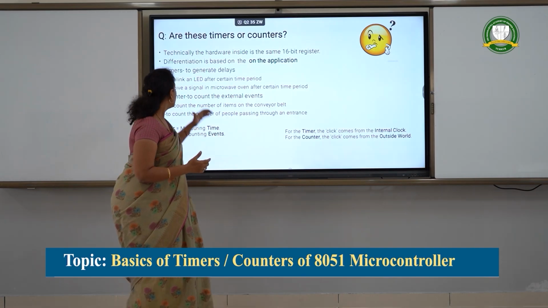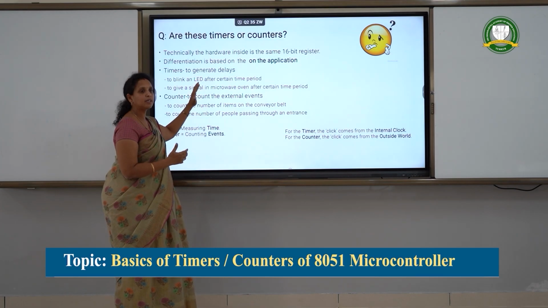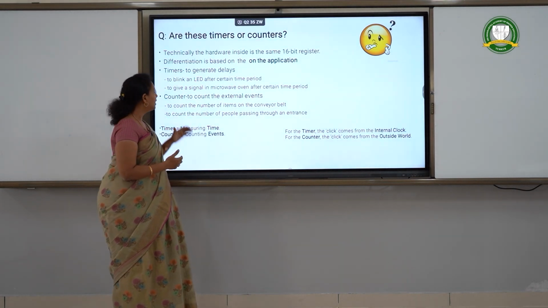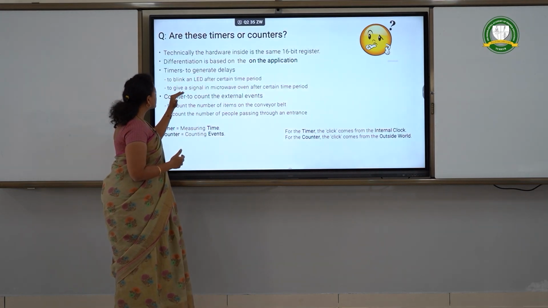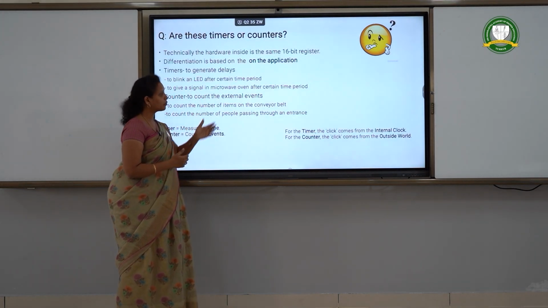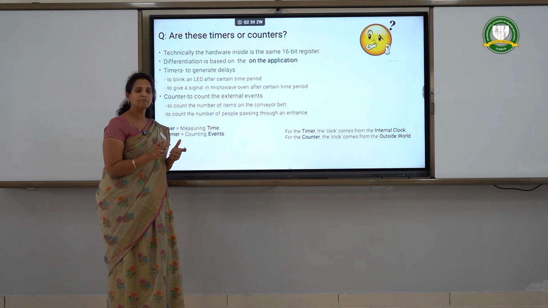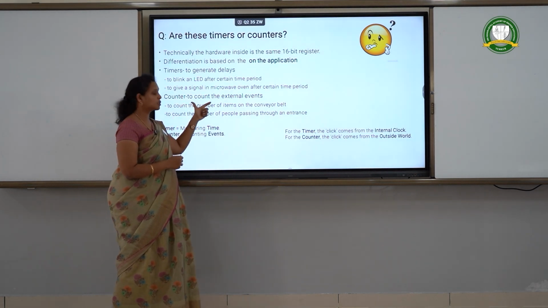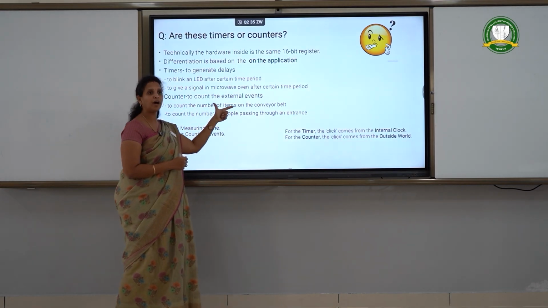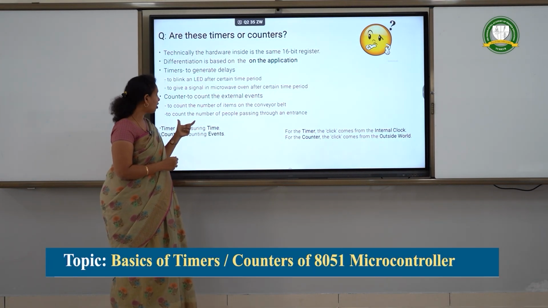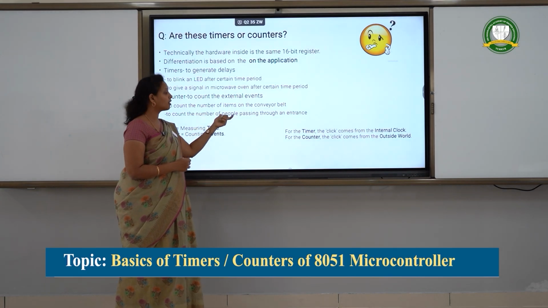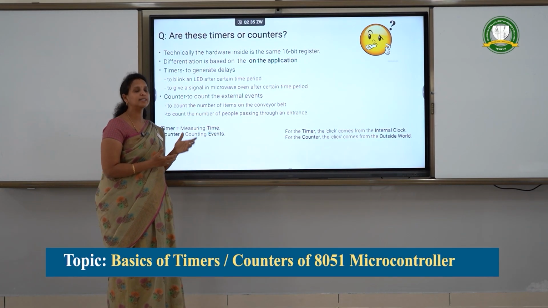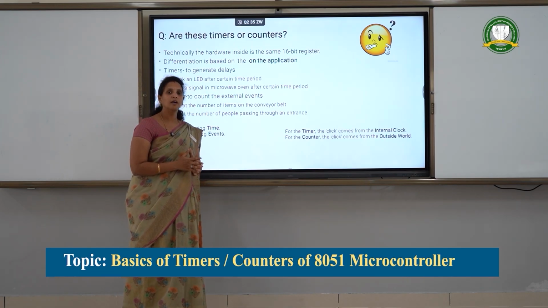Say, for example, if the timer register is used to blink an LED after a certain time period, or to give a signal in a microwave oven after a certain time period, it is used to generate a delay, so it is said to be a timer. If it is used for counting the number of items on a conveyor belt, or counting the number of people passing through an entrance, that is a counting application. In that case, these registers are said to be counters.